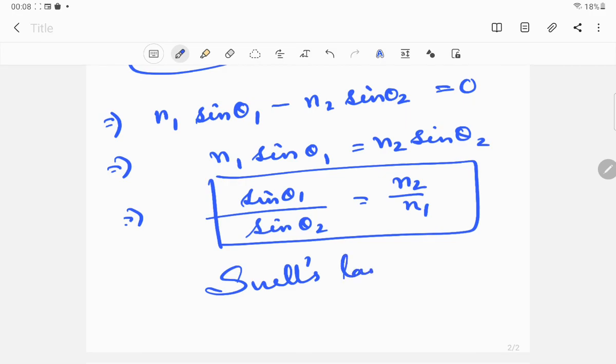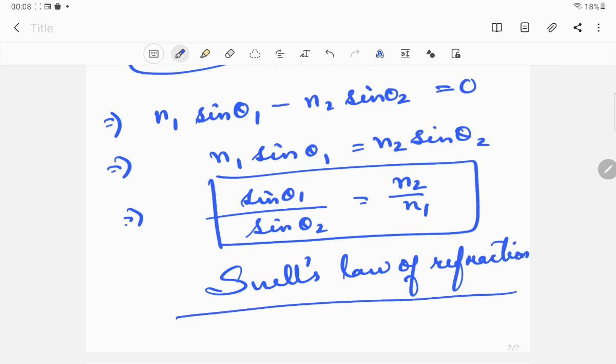Snell's law of refraction. Okay, and this is the second law of refraction of light. So you can see that with the help of Fermat's principle also we can prove the laws of refraction of light. So that's all for today.